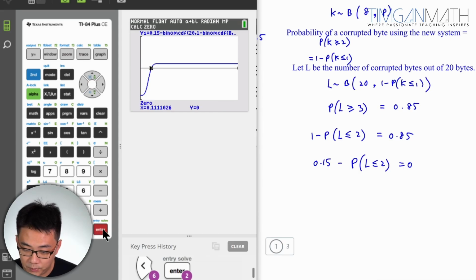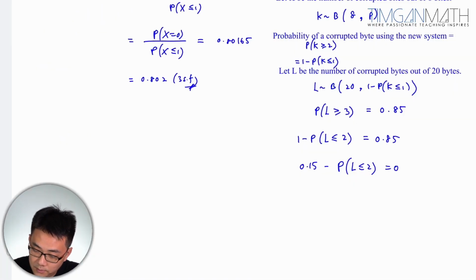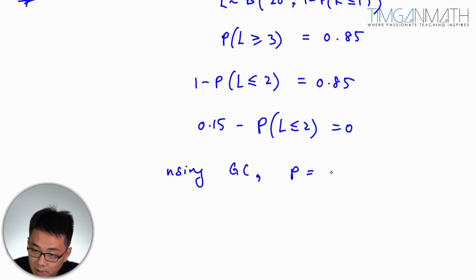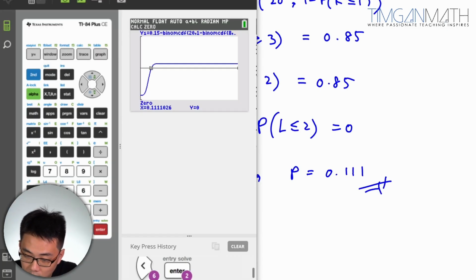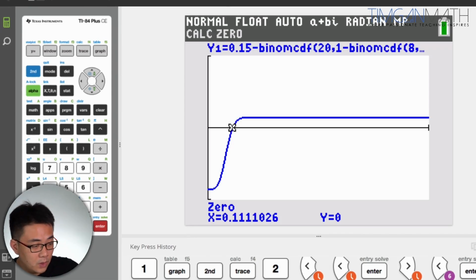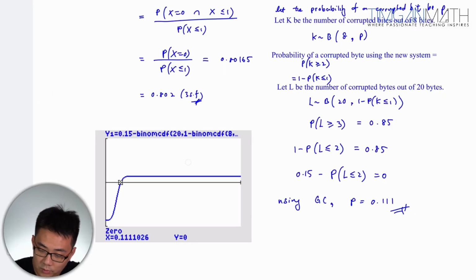So from the GC, what we can calculate is 0.11. Using the GC, p is given by 0.111. Okay, so there you go. Let me write this down. Yeah, so this is how you do this question proficiently.